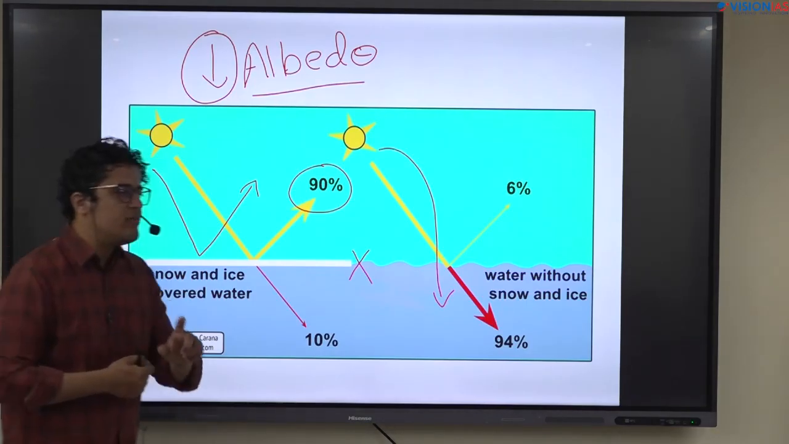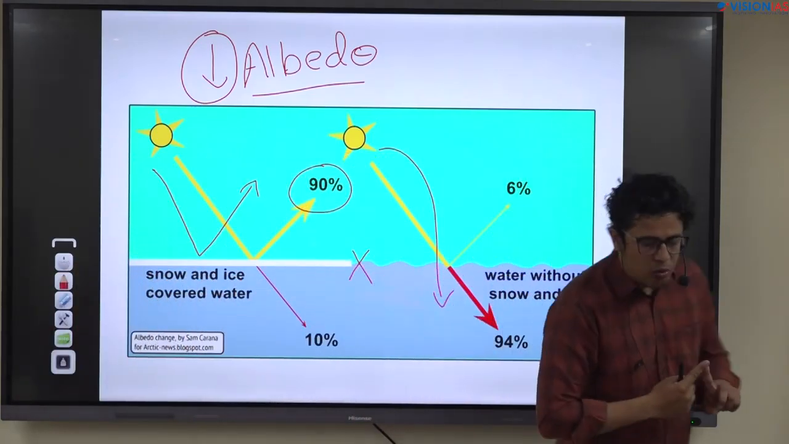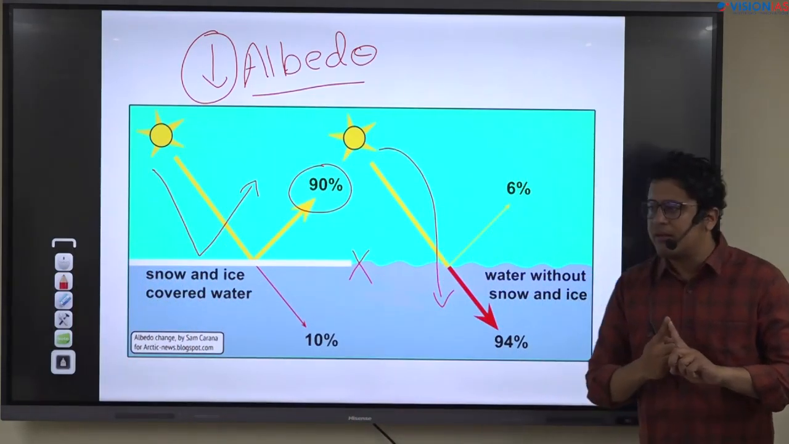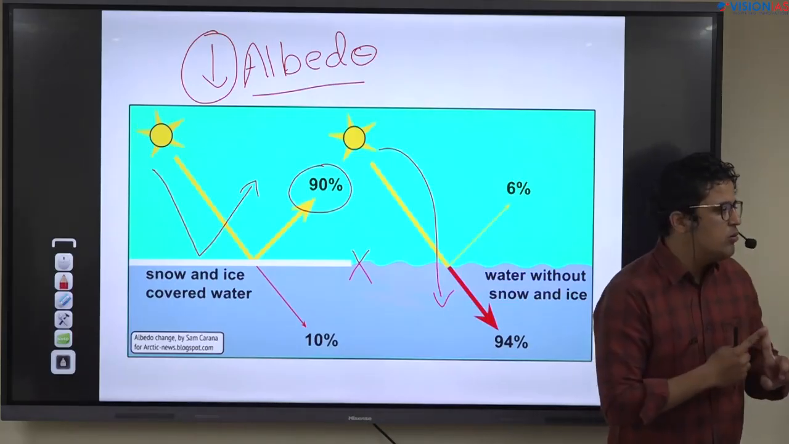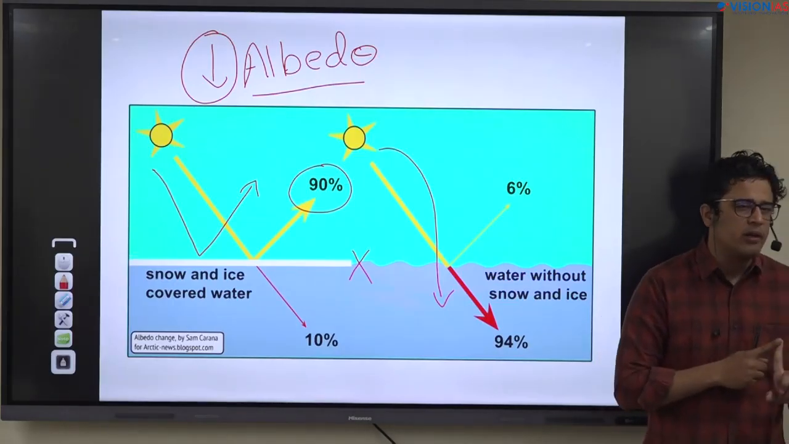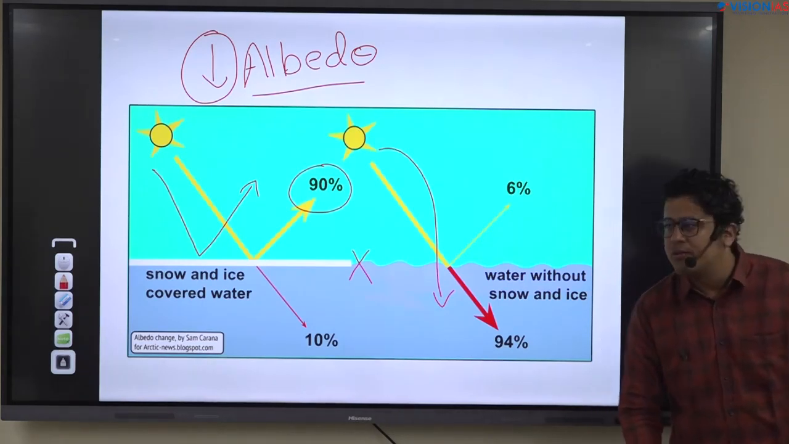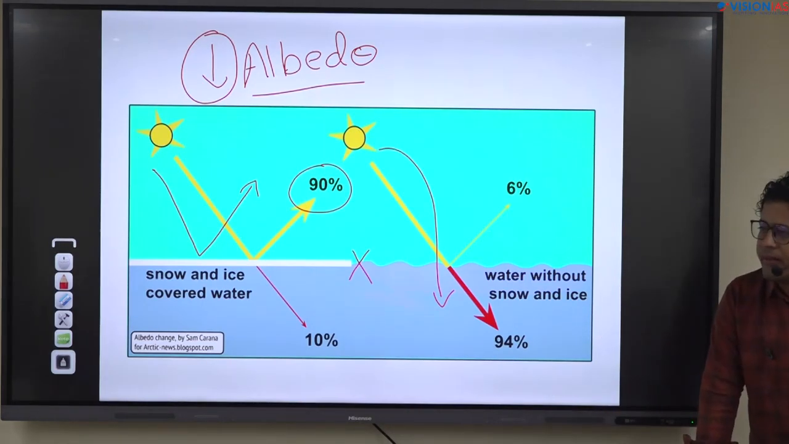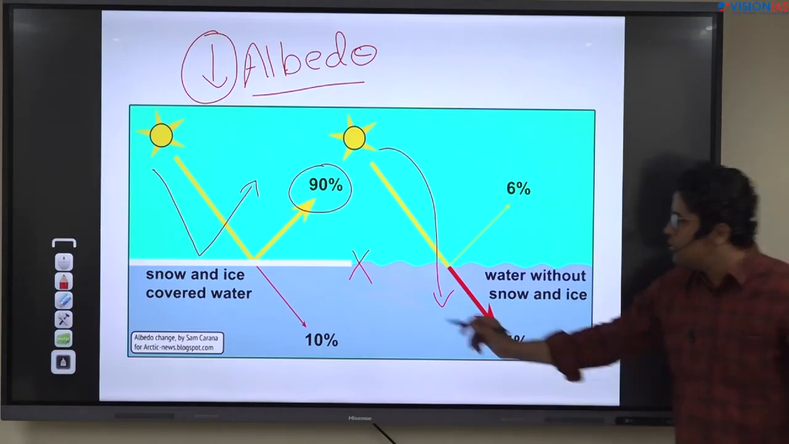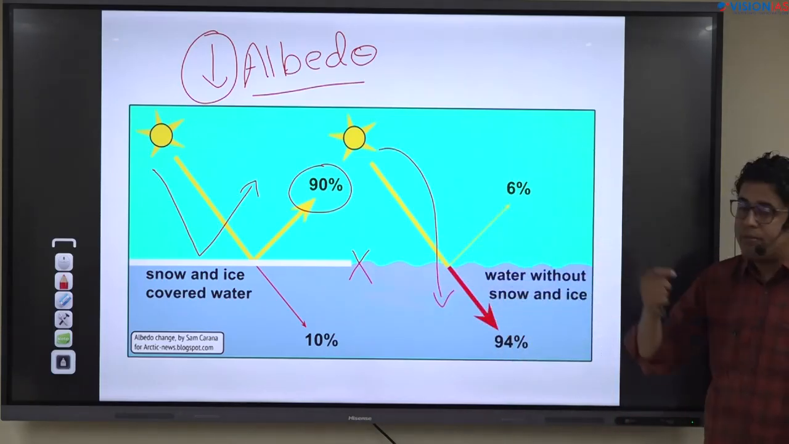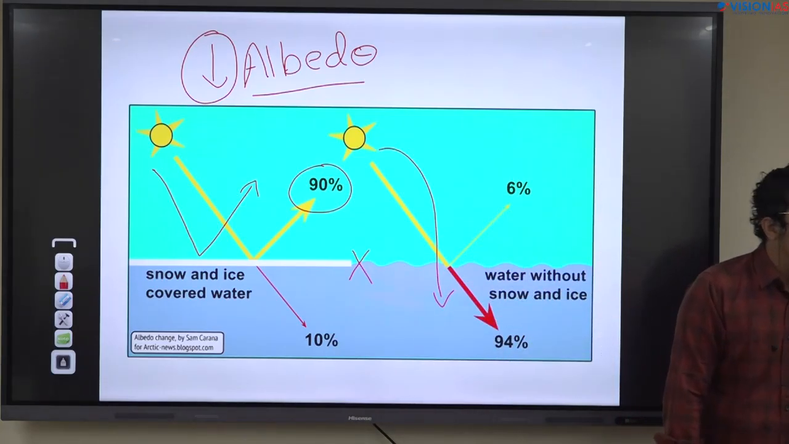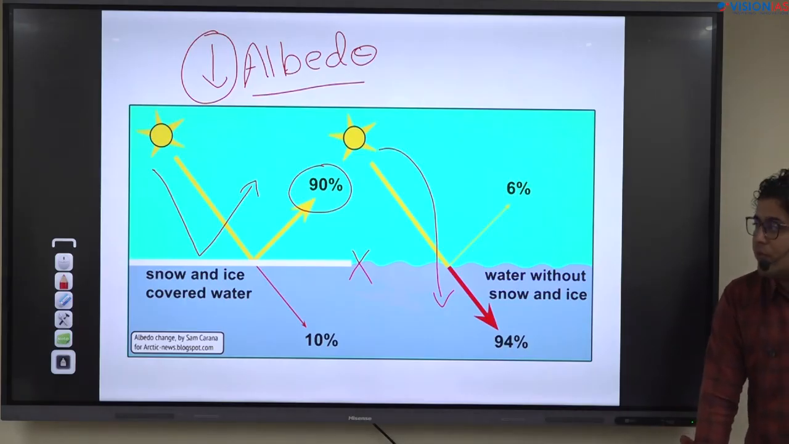So if this is given in an MCQ to you, statement 1: global warming leads to glacier melting. Statement 2: glacier melting leads to global warming. What will you do? Are both of them correct? Both of them are correct. Glacier melting will lead to global warming, because if glacier melts, Earth will start absorbing more and more radiation. It will become warm rapidly. The warming will increase. Right here itself, write down.